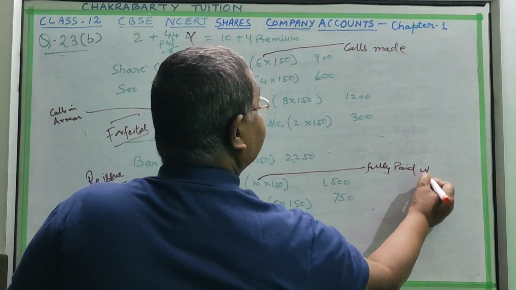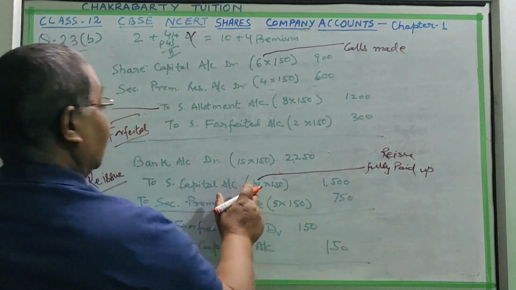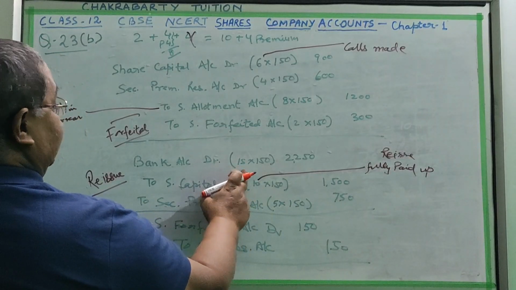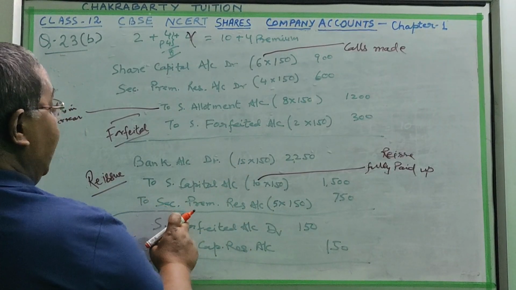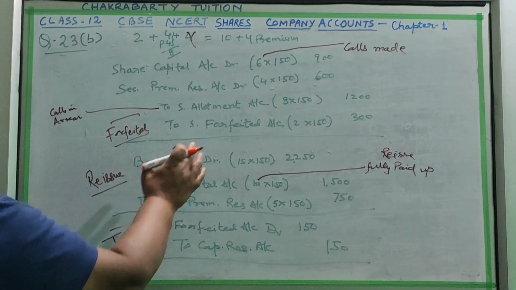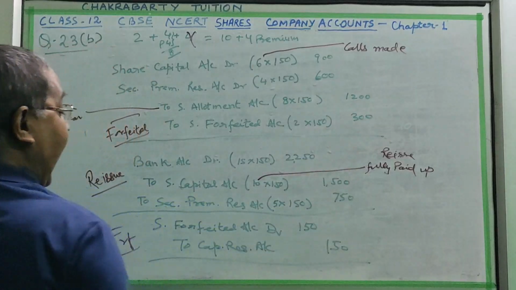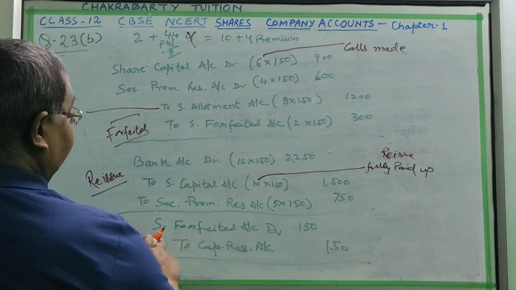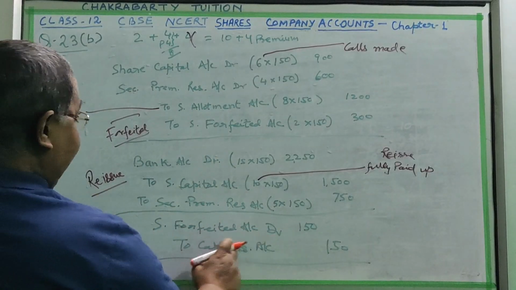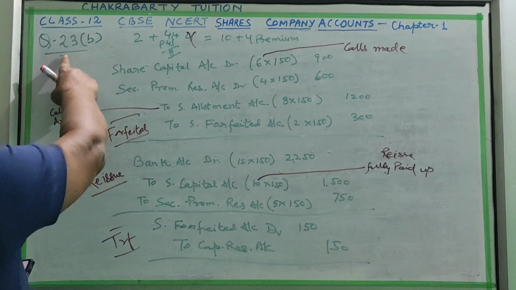So 10 rupees you will take. The rest, 5 rupees, is your premium because you are receiving 15 rupees. So the rest you will transfer to securities premium reserve account. Now here you see nothing has been utilized from share forfeited account, so this 300 rupees is idle. It is not required, so we will transfer it to capital reserve account. Share forfeited account we will debit and credit capital reserve account. So this question is over.